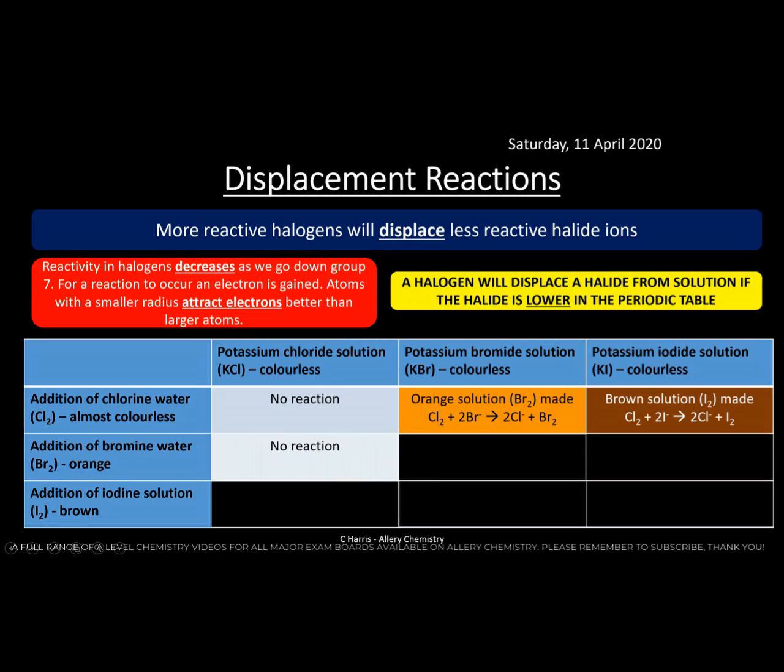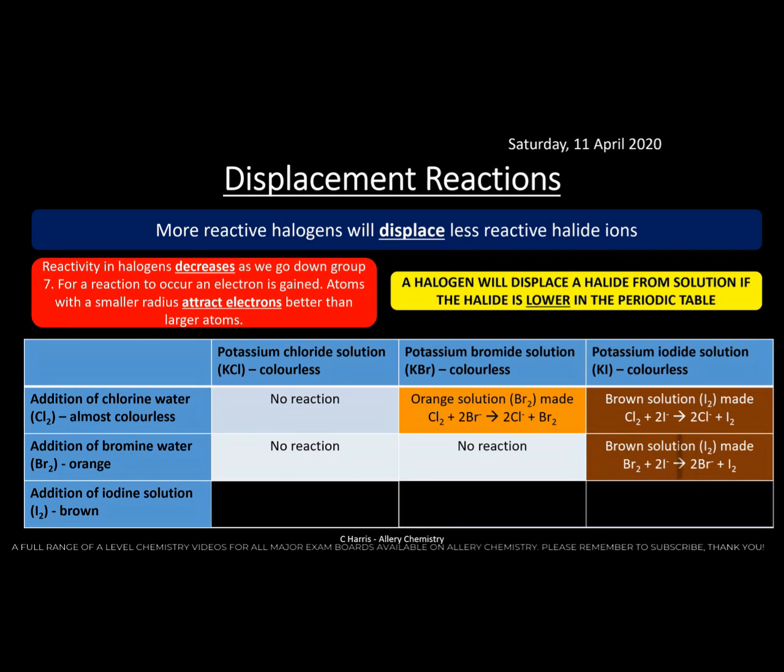Okay, so let's look at this one. Here we're going to add bromine water to potassium chloride, but chlorine is more reactive than bromine, so bromine doesn't have a chance. So there's no reaction, basically. Bromine and potassium bromide are just as reactive as each other, so there's no reaction. And finally, bromine is more reactive than iodine, so therefore we do get a reaction. We get exactly the same colour change as we did for this one here. You get a brown solution being formed, because we see iodine being produced.